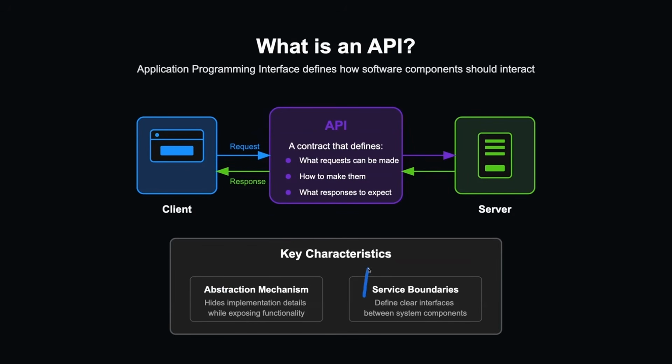And it also sets the service boundaries because it defines clear interfaces between systems and components. So this allows us to have multiple servers. We can have one server that is responsible for managing the users. We can have another one that is responsible for some other records, let's say for managing the posts and so on. So this allows different systems to communicate regardless of their underlying implementation, like client browsers with servers or servers with another servers and so on.